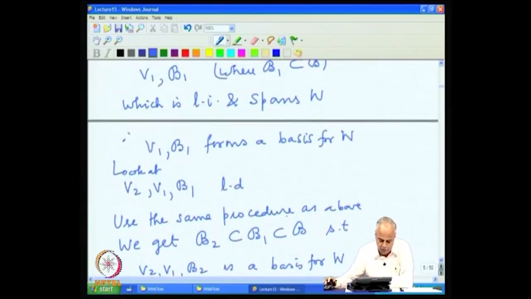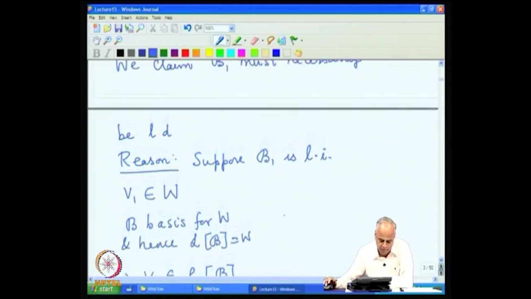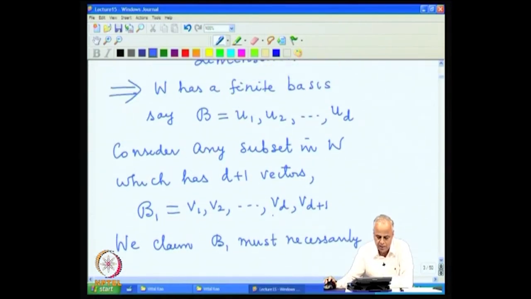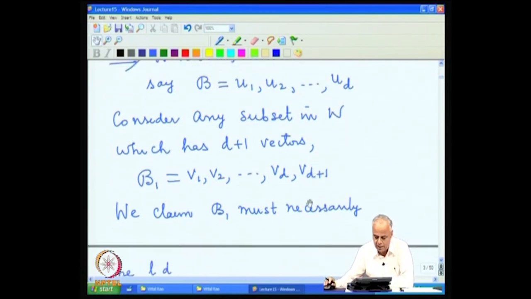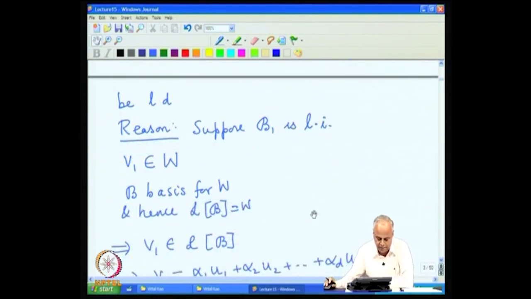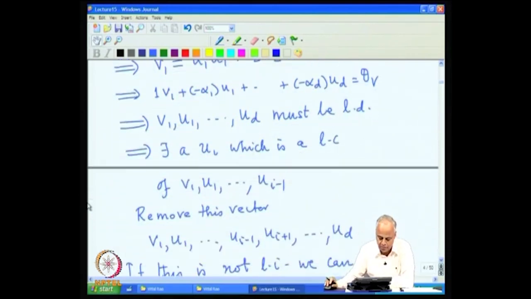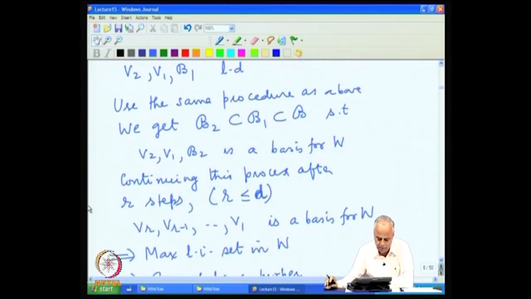So, let us go over the argument one more time. We have started with a finite dimensional subspace, and this finite dimensional subspace we are assuming must have a finite basis, and we are assuming a basis which has d vectors. And then we wanted to claim that any d plus 1 vectors will form a linearly dependent set. To prove that, we assume the contrary. Suppose it is linearly independent. If it were linearly independent, step by step we elbowed in one vector after the other from the V set into the basis, knocking out at least one vector of B out of it. At the end of r steps, we get Vr, Vr minus 1, V1, and we would have knocked out all the vectors of B.